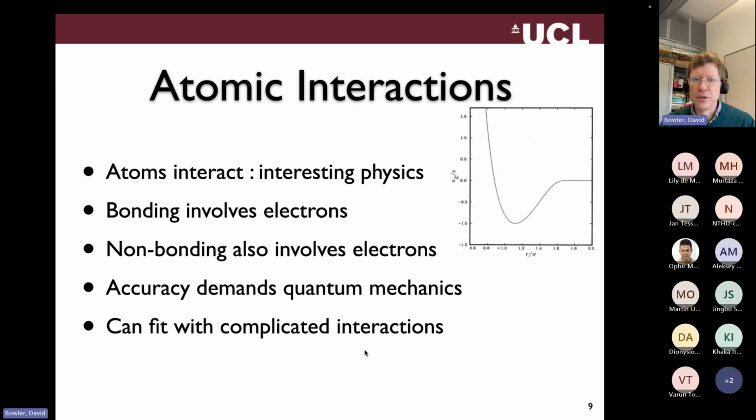I'll come to that in a moment. Now, the first question we have to ask ourselves is how do we calculate the energy? How do we calculate the properties of the system? And that all comes down to how the atoms interact. And that's where the interesting physics is.